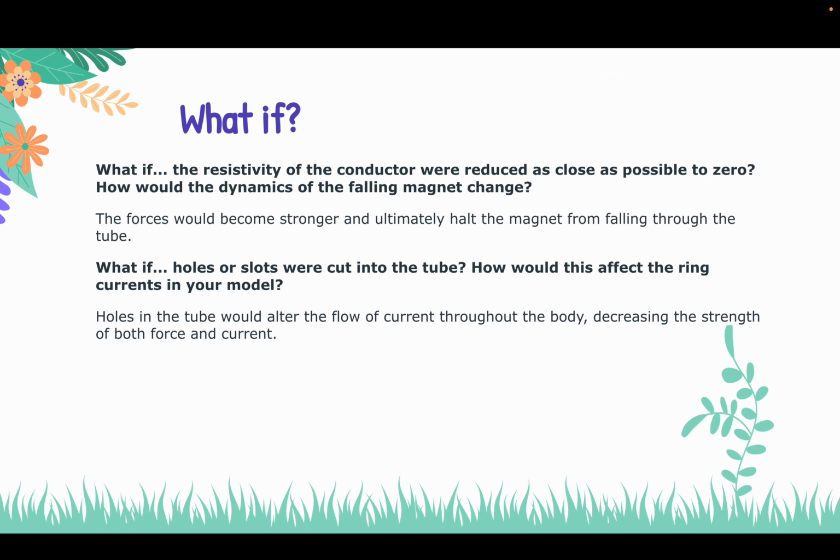So finally, what if the resistivity of the conductor were reduced as close as possible to zero? How would the dynamics of the falling magnet change? Forces would become stronger and ultimately halt the magnet from falling in the tube at all. And then what if holes or slots were cut in the tube? How would this affect the ring currents in my model? Holes would alter the flow of the current through the body, decreasing the strength of both the force and the current because there are ways for it to escape.